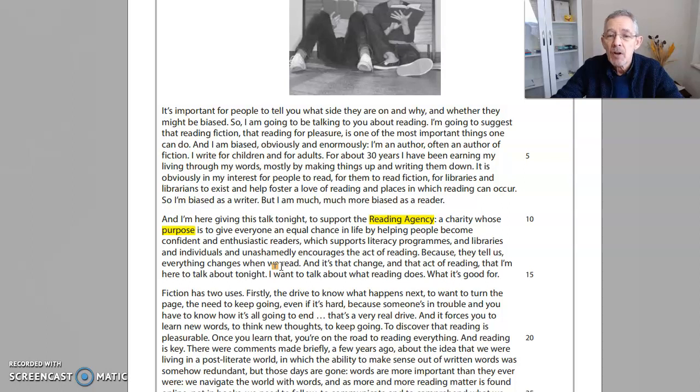That's it. If you're not sure, read a little further. What do you get? Helping people become confident and enthusiastic readers. That would also be a purpose. That's fine. Supports literary programs and libraries. Supports individuals. Any of those would be okay. But we don't need those. We can go straight to the first one: to give everyone an equal chance in life. That's it. Okay.